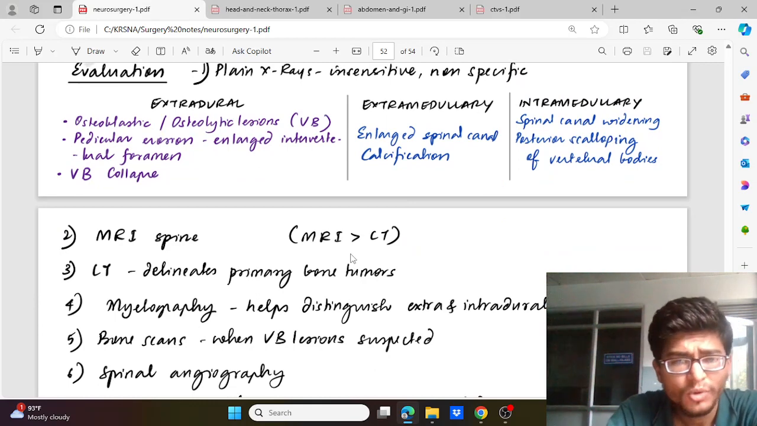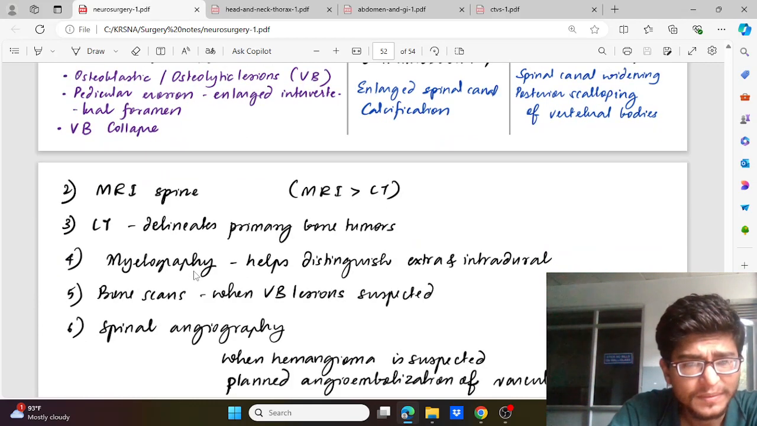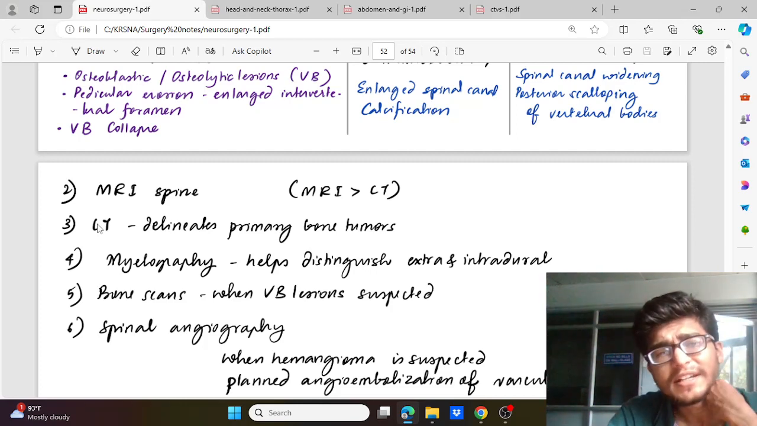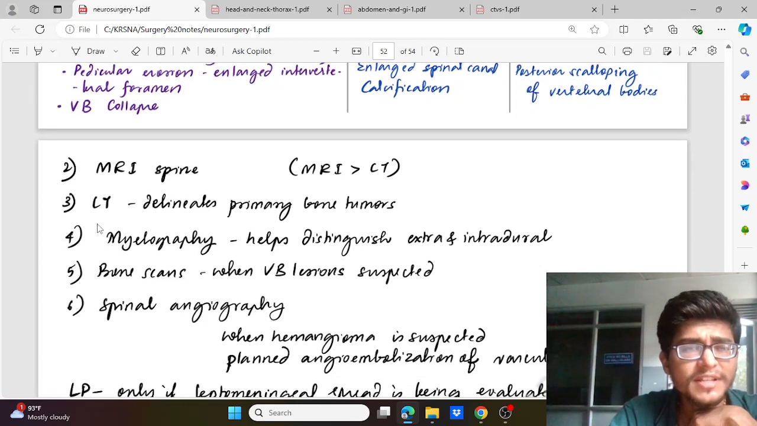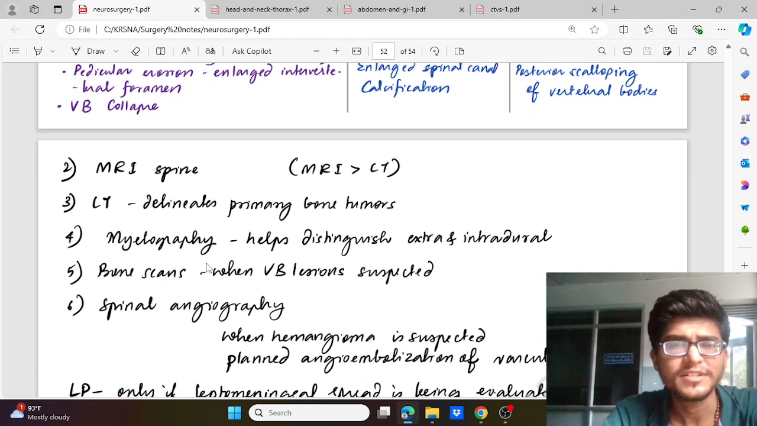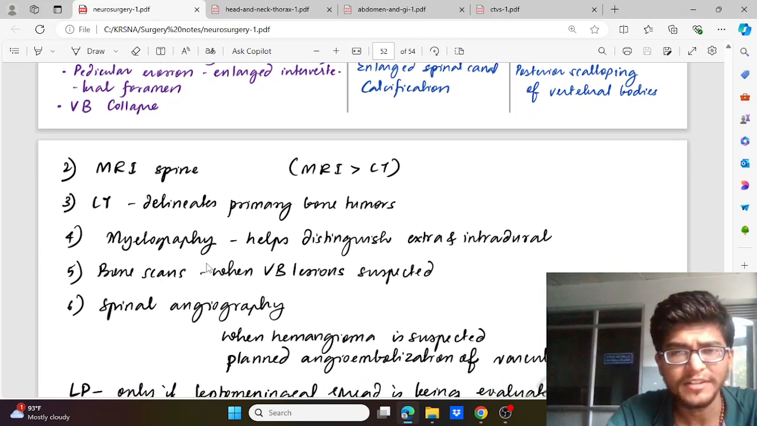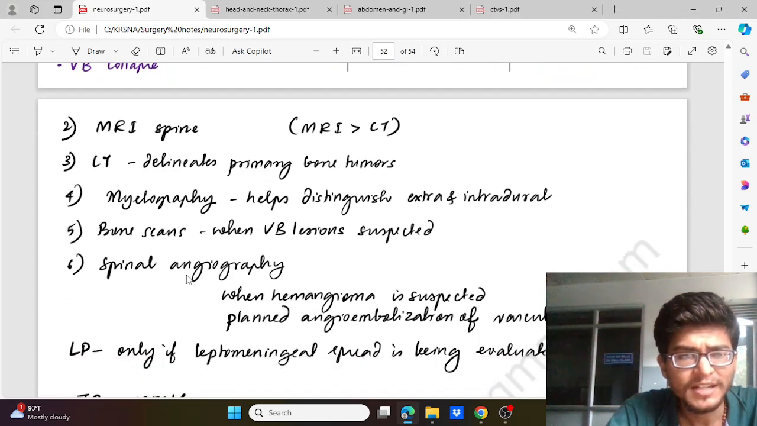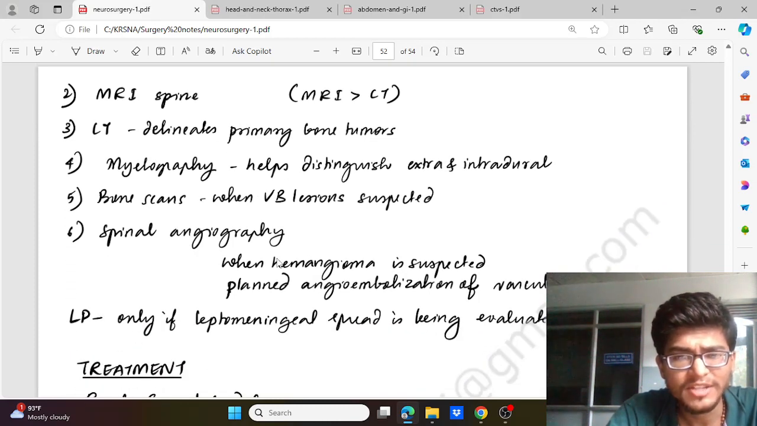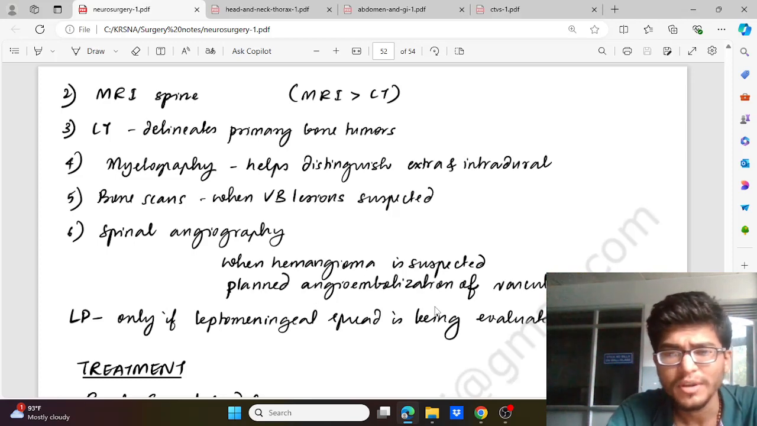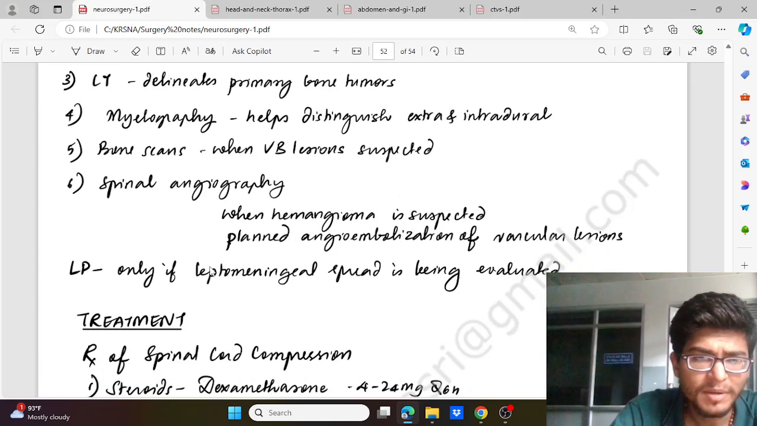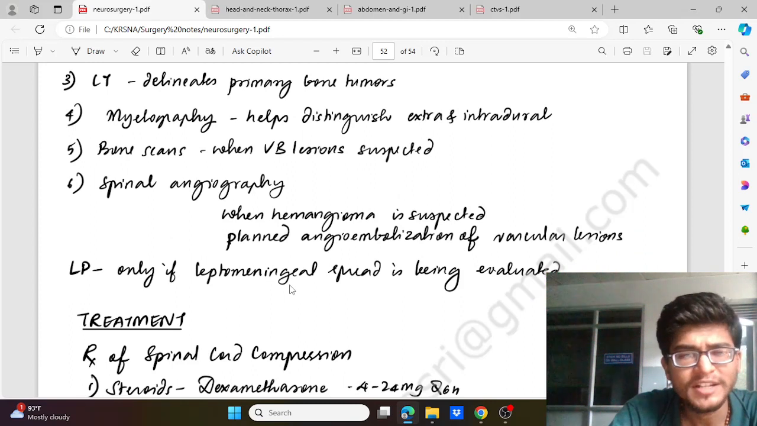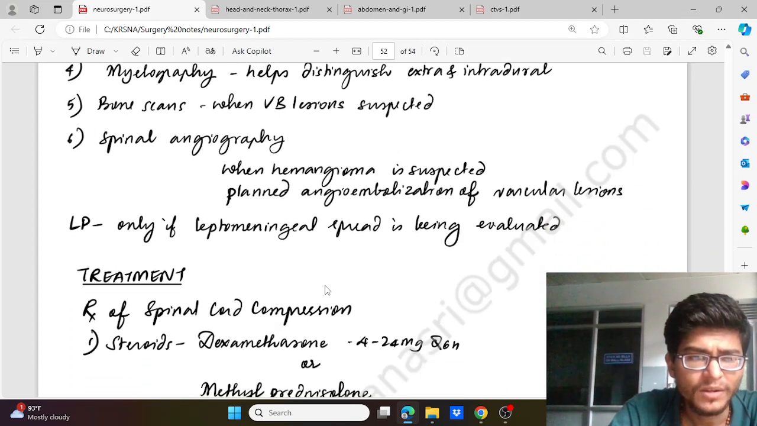MRI spine, which is more superior to CT, for the spinal tumors. CT is primarily for bone tumors. Then we have myelography, which helps in distinguishing between the extra and the intradural tumors. Bone scan when we are suspecting vertebral body lesions. Spinal angiography when we are considering hemangioma to plan angioembolization of the vascular lesion. Lumbar puncture if we are considering leptomeningeal spread of tumor.